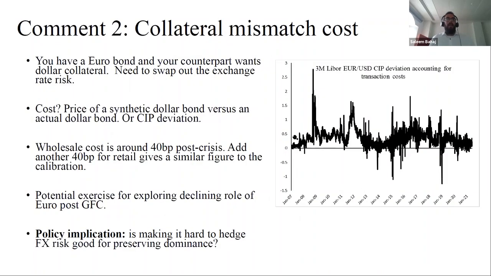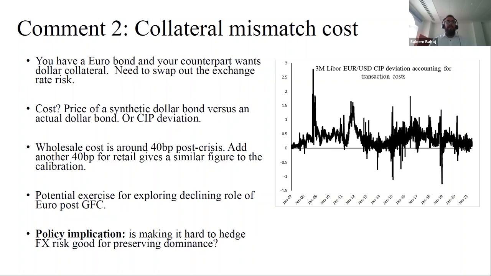Okay, the second comment I wanted to make was just this idea of the collateral mismatch cost. This isn't really calibrated in the paper. It's a key friction, and they mention it's really important for making the equilibrium determined. But in the end, their calibration just sets it at the minimum value to ensure determinacy. I think you probably could do a little bit better.